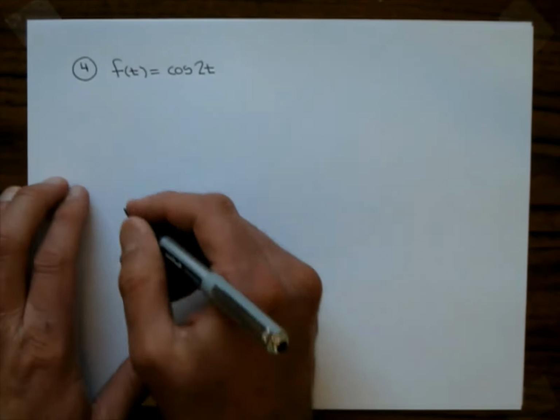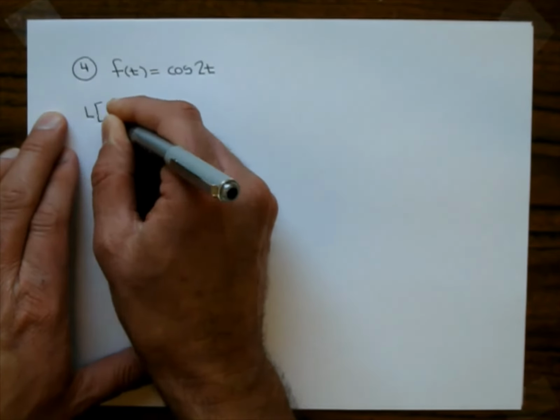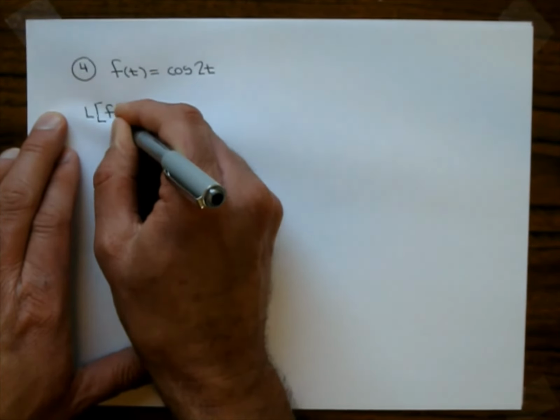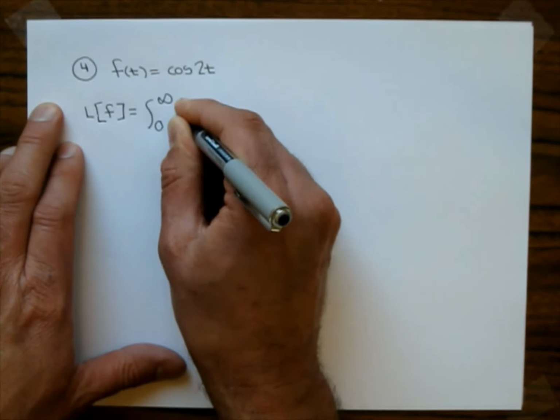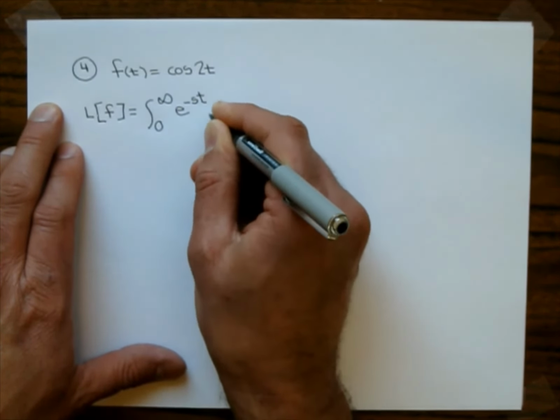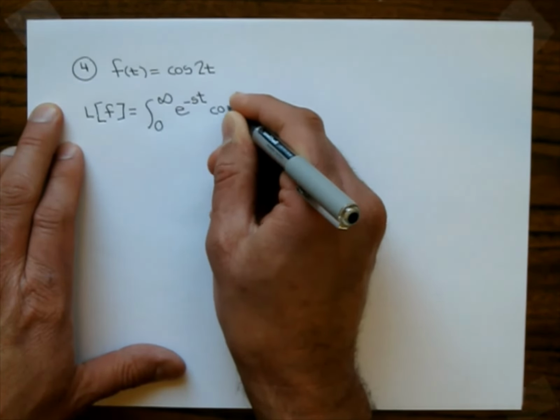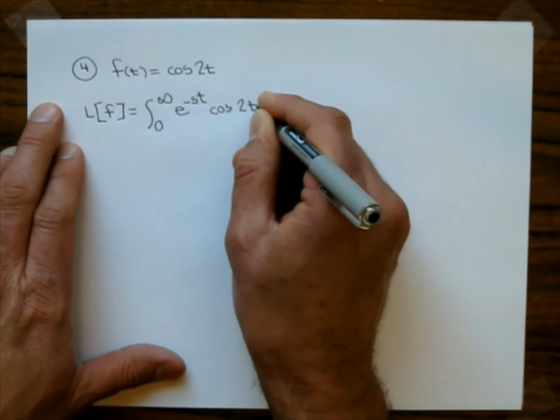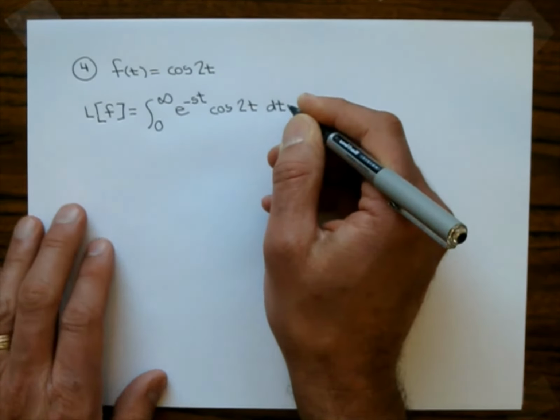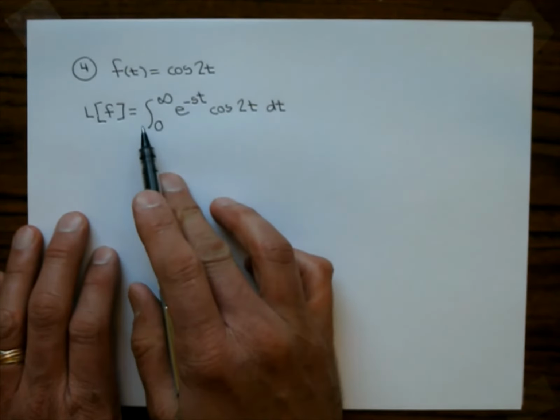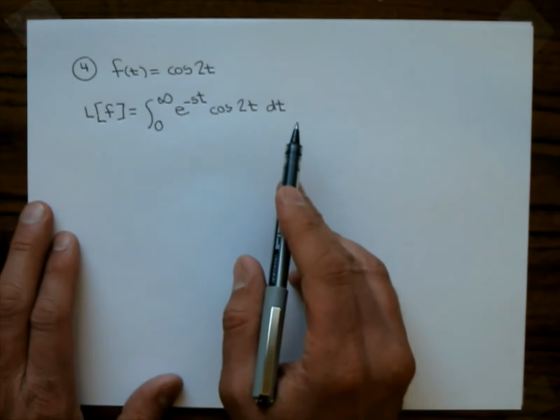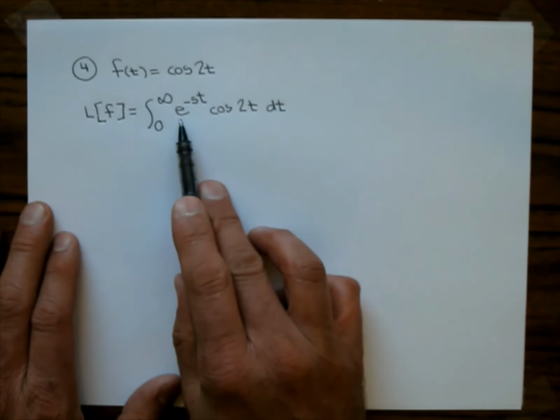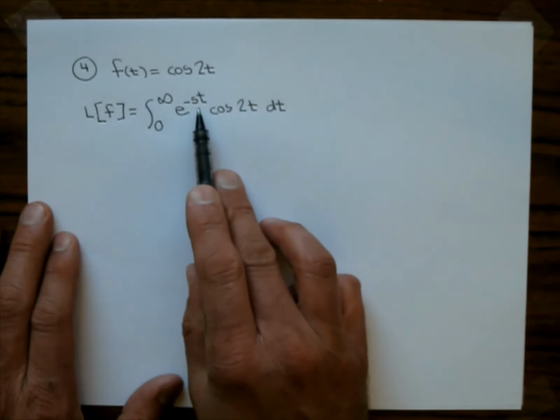So this is the cosine of 2t. We are trying to take the Laplace transform of that, L of f. And this is going to be the integral from 0 to infinity of e to the negative st, and then we're going to put f of t there, which is cosine 2t dt. Okay, so that's what we have there. And how are we going to do this problem? Well, this is one of those integration by parts problems where you have a cosine and an e.